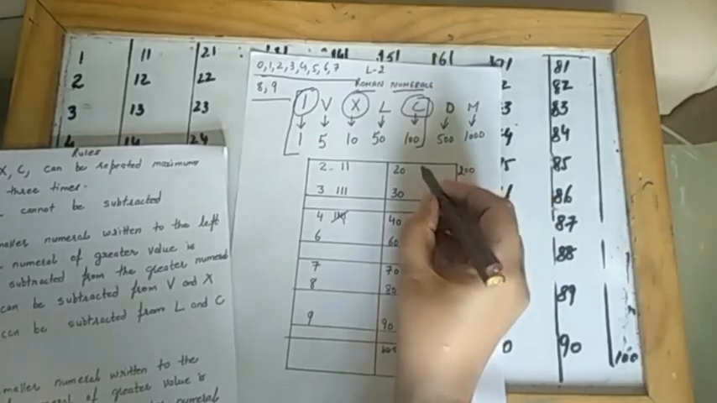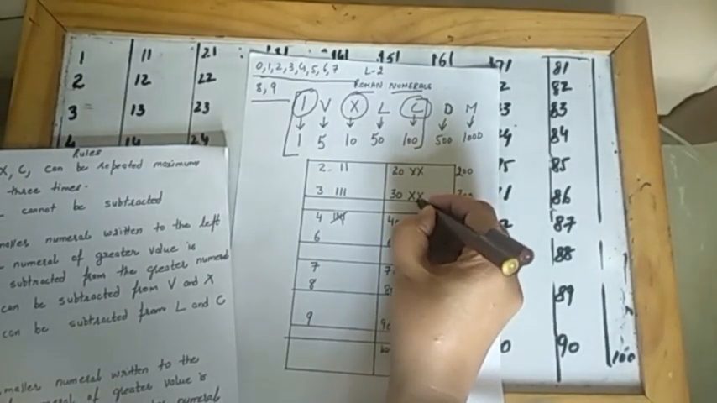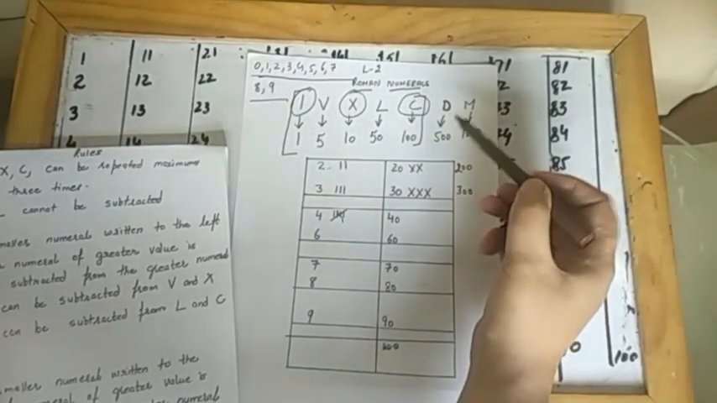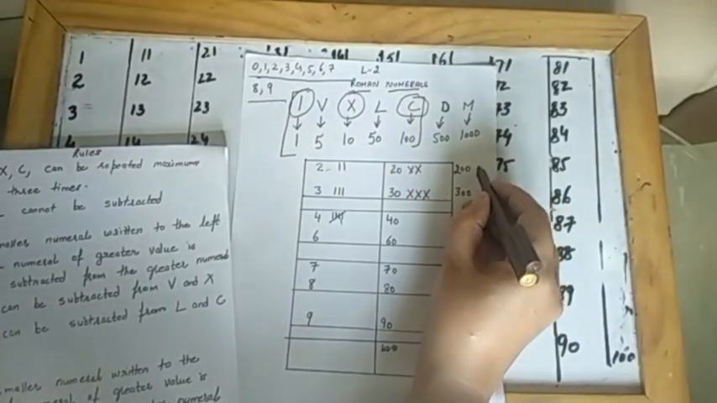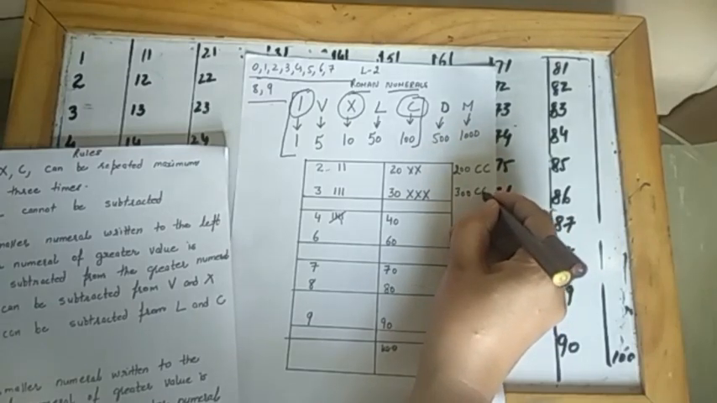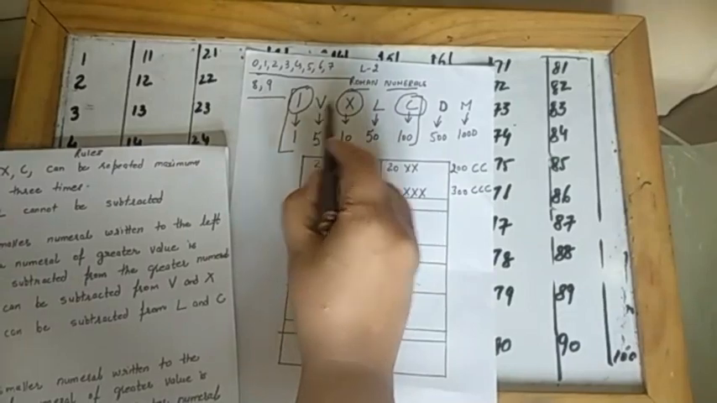Now X stands for 10. If I repeat this 2 times, it becomes 20, and if I repeat this 3 times, it becomes 30. And the next letter that can be repeated is C. C stands for 100. If I repeat C twice, it becomes 200, and if repeated 3 times, it becomes 300. So the letters I, X and C can be repeated. The rest of the letters, V and L, we cannot repeat.